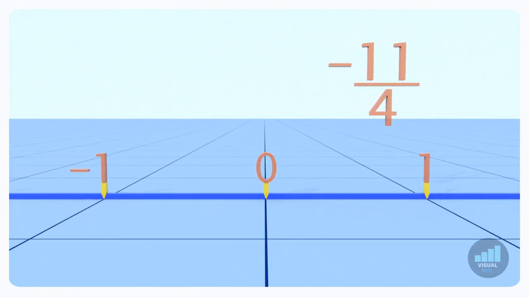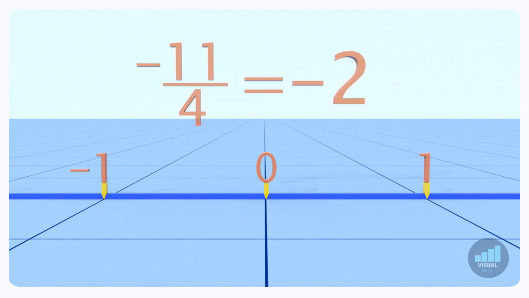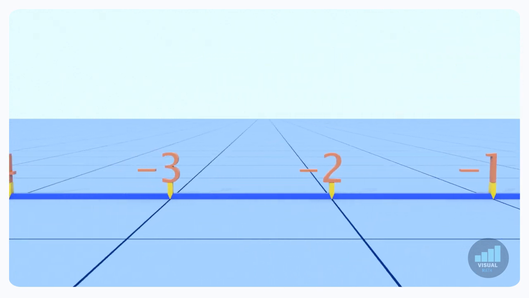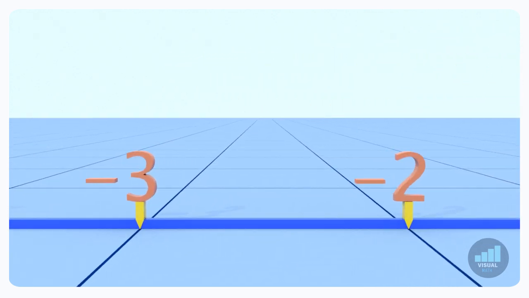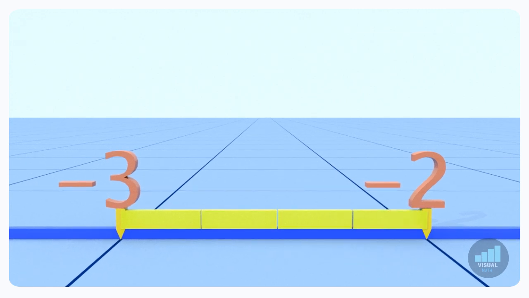Now let's finally plot -11/4. First, we convert it into a mixed number. -11/4 equals -2 and 3/4. This means we need to move 2 full steps to the left of 0 for the -2, and then move 3 more quarter steps further left.